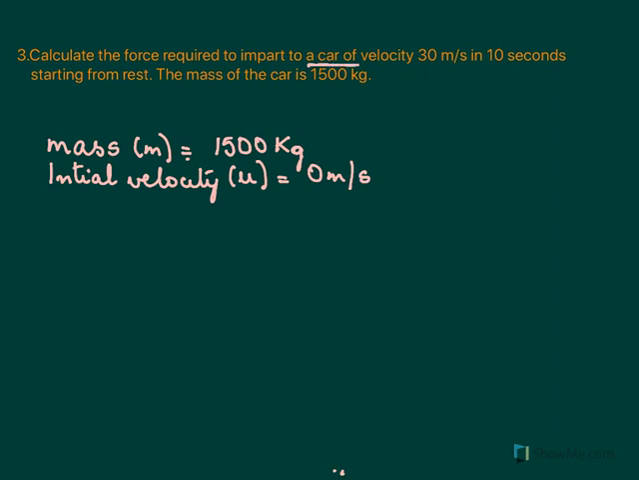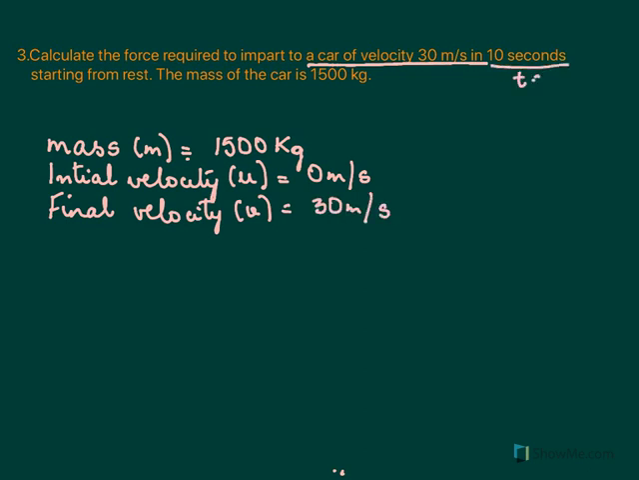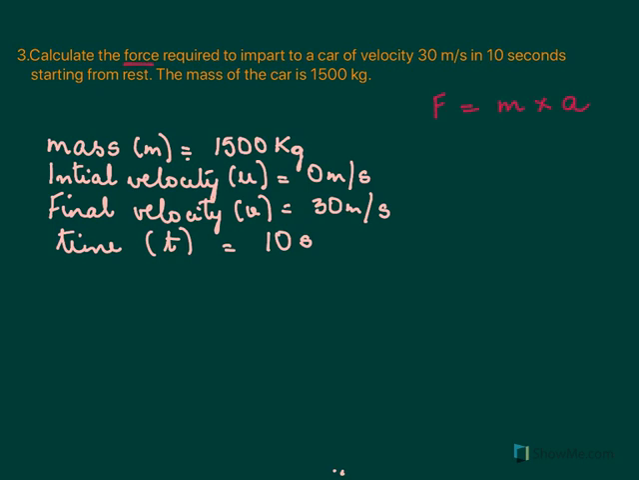Here, to impart a car a velocity of 30 meter per second, that means the final velocity of the car, which we call v, is 30 meter per second. And the time is 10 seconds. So we put time, which we write as t, equal to 10 seconds. Now we need to find force. And by Newton's second law, force is mass into acceleration.